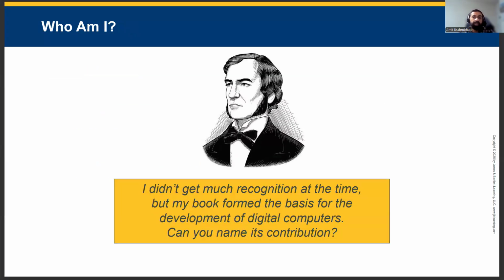A historical reflection. A foundational book set the stage for digital computers, even if its author received little recognition at first. The key contribution was formalizing logic as the basis for computation, ideas that echo through every gate and circuit we have studied.